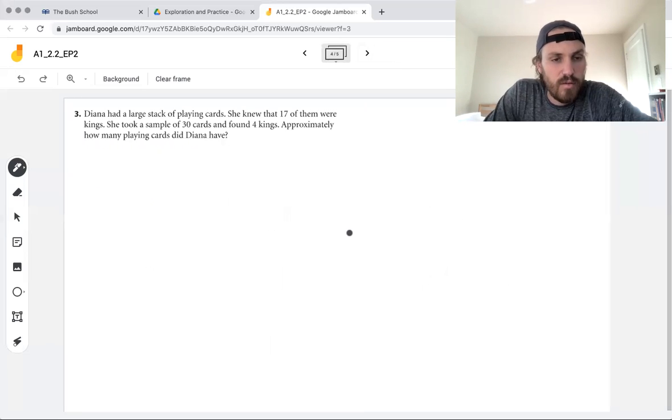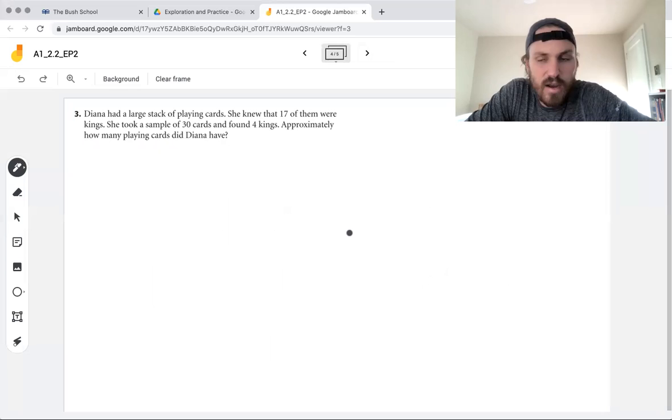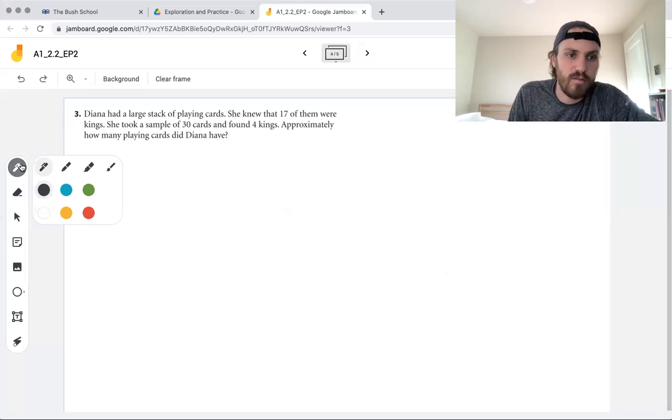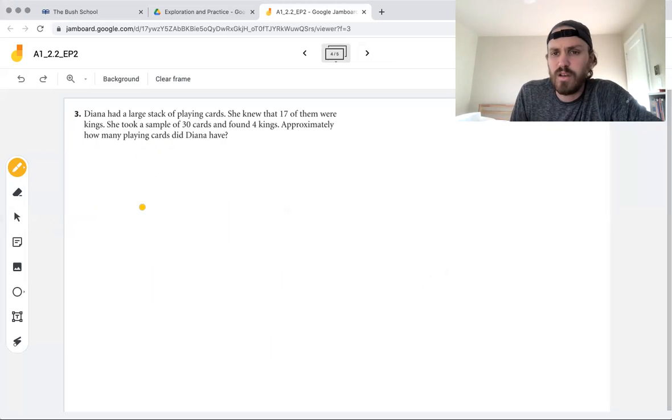Okay. Moving on to number 3, Diana had a large stack of playing cards. She knew that 17 of them were kings. A good strategy for solving proportions, or any word problem, is to write down the things that you know. So basically we've got lots of playing cards, and by the way, 17 are kings.